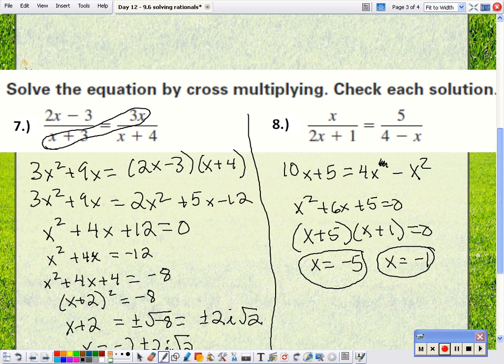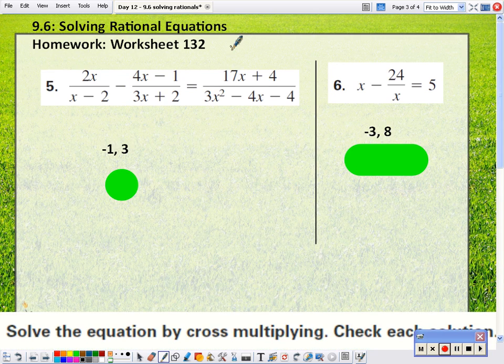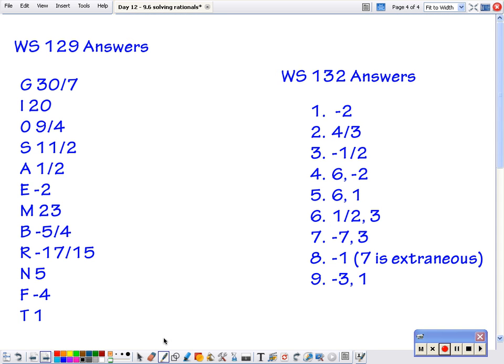So what I would like you to do right now is turn and look at worksheet 132 in your packet. And if you need to check your solutions as you work, here they are. Actually, I'm sorry, you're going to work on worksheet 129. No, wait a second. Yeah, let's work on 129 in class and then 132 for homework.